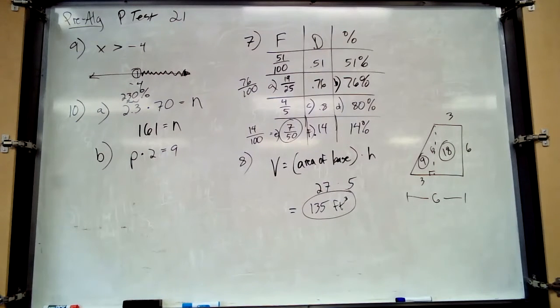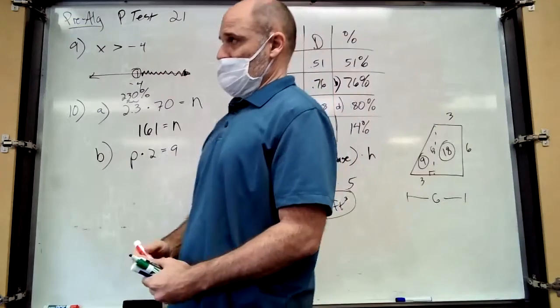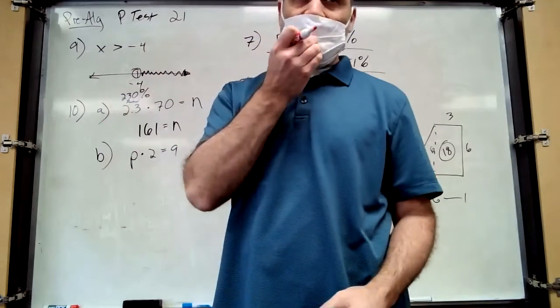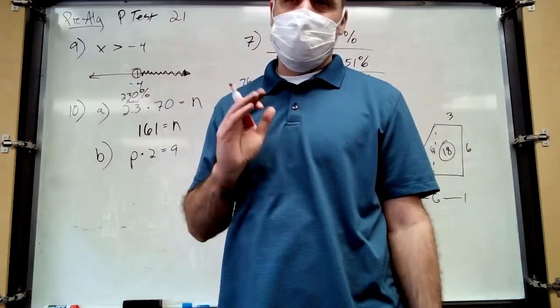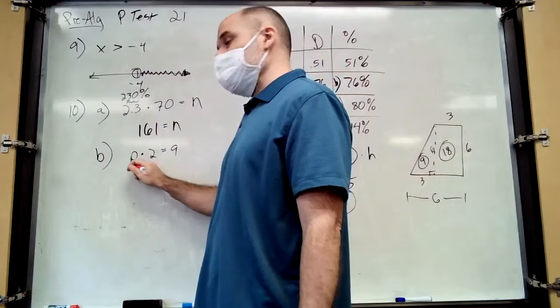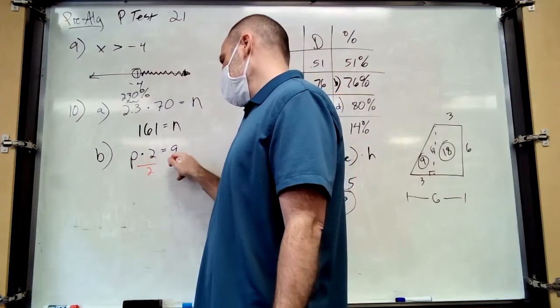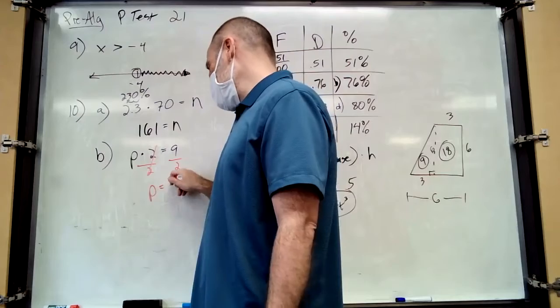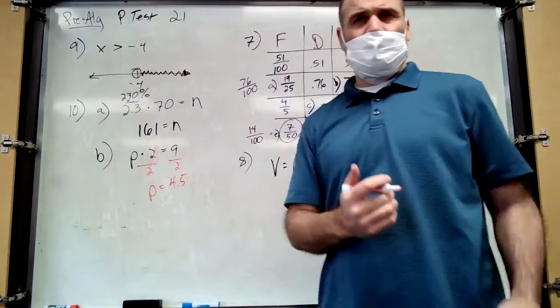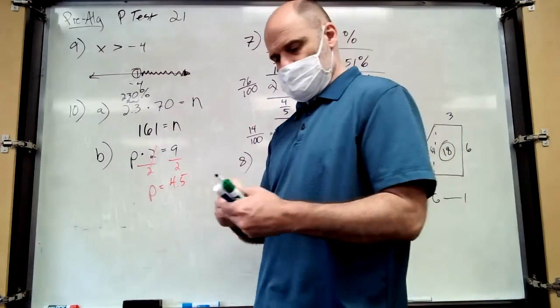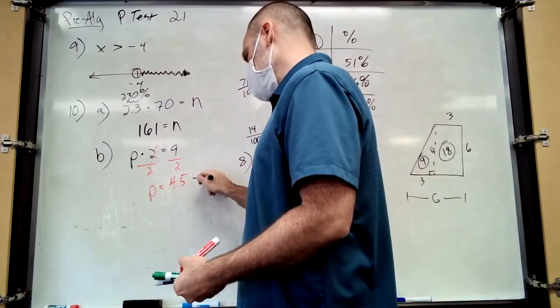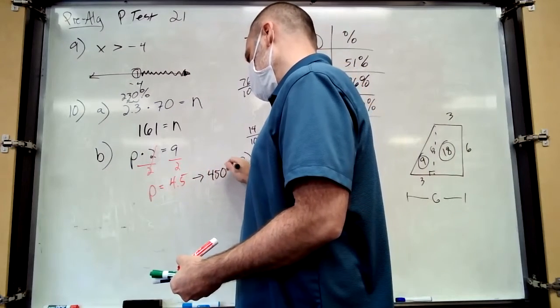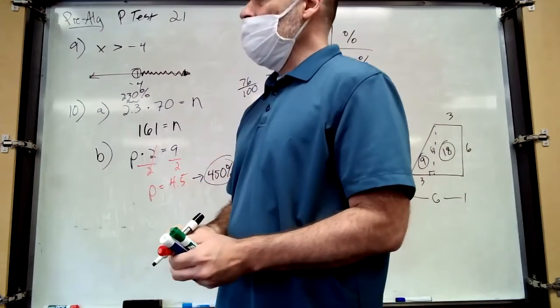Now you divide 9 by 2. But if you were to just look at that, I think most of you would have said 2 divided by 9. Okay, so to get p by itself, divide by 2. So 9 divided by 2 is 4.5. But what percent is 4.5? 450%. Good job.